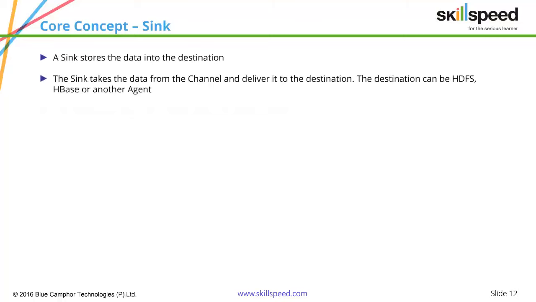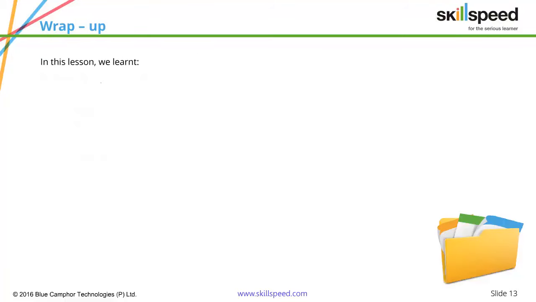The last part of the components is called a sink. Now a sink stores the data into the destination. A sink can either store the data to the final destination such as HDFS or HBase, or it can also store it into another agent. So the sink is the part where the buffered data from the source is consumed. Either it can be consumed into HDFS, raw HDFS, or something like HBase, or into another agent.